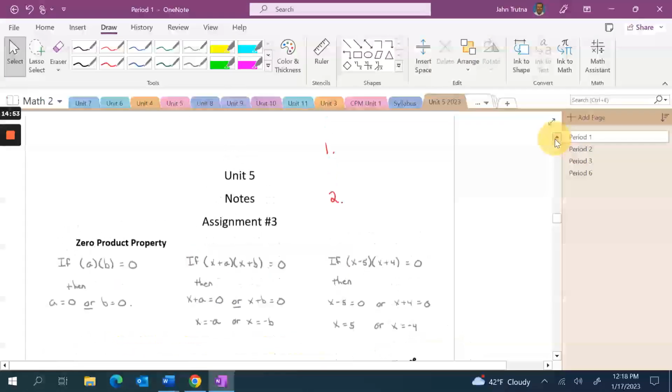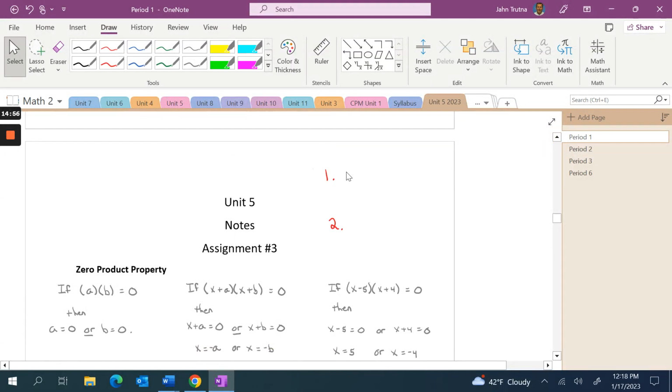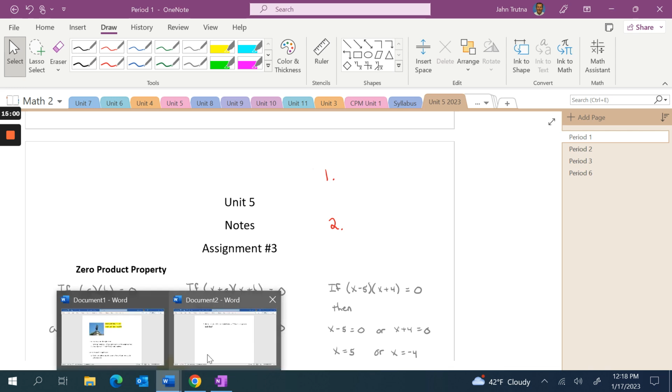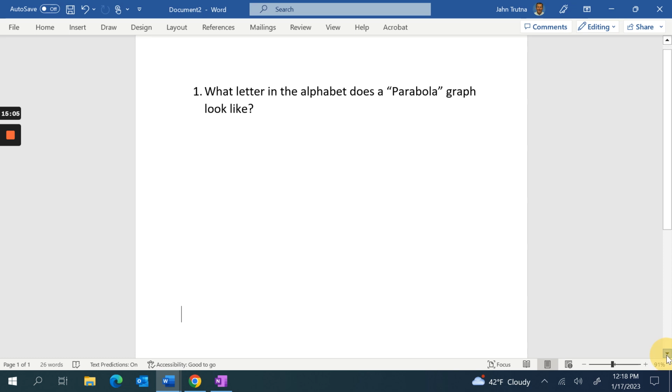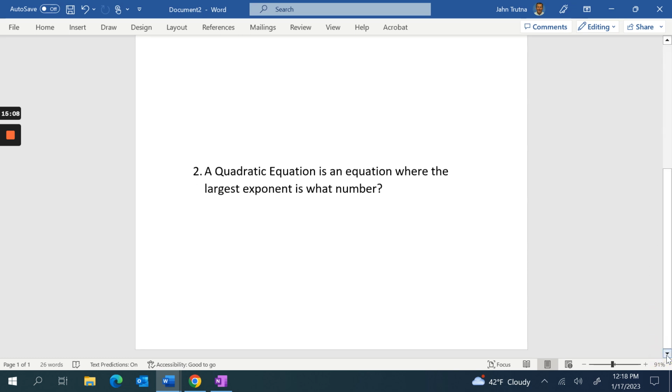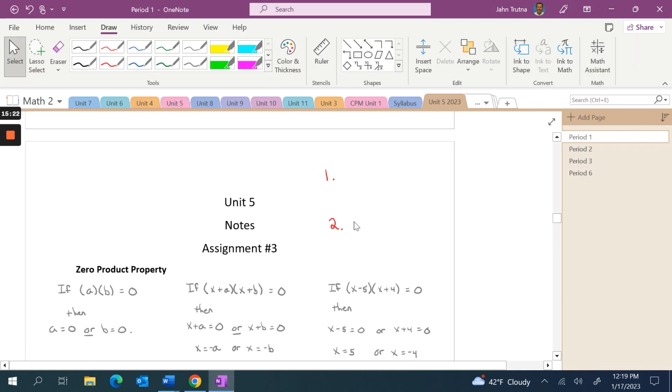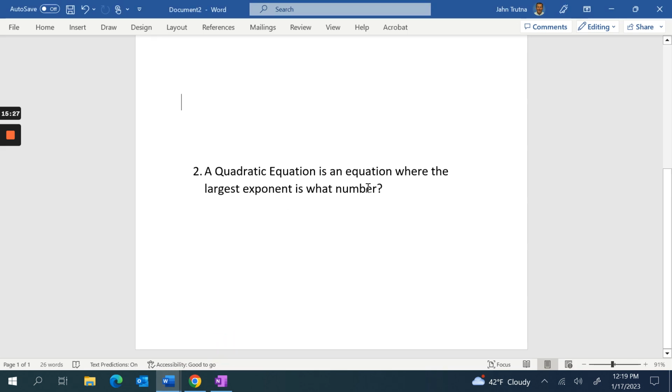Okay, now let's go back up to the top. Number 2, you should have already written an answer for number 1. Now let's go to number 2. So next to the number 2, please write the answer to this question right here. A quadratic equation is an equation where the largest exponent is what number? So that is number 2. Pause the video, look at the question, and then go back to your notes, and next to number 2, write the answer to that question.